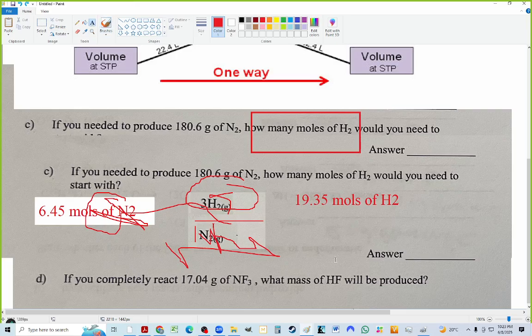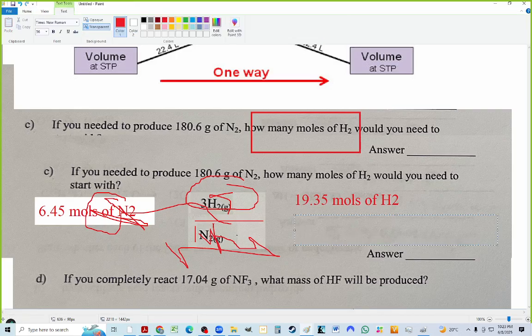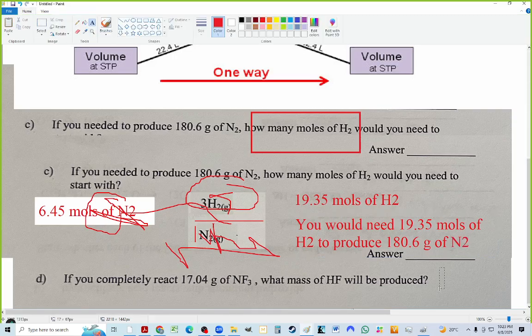Now, you should also answer the way they want. They said, how many moles of H2 would you need to start with? You would need 19.35 moles of H2 to produce 180.6 grams. If you have time, that's how they want you to answer. Notice it looks like here you just write in the answer, but if you're doing formal university stuff, that's what they're looking for.